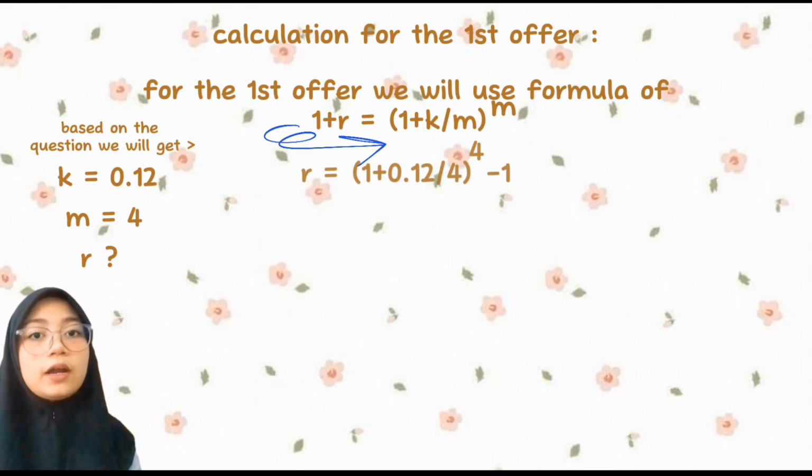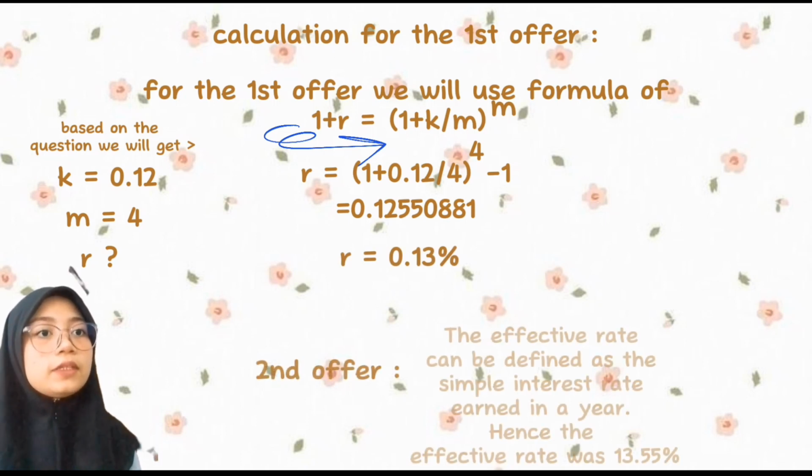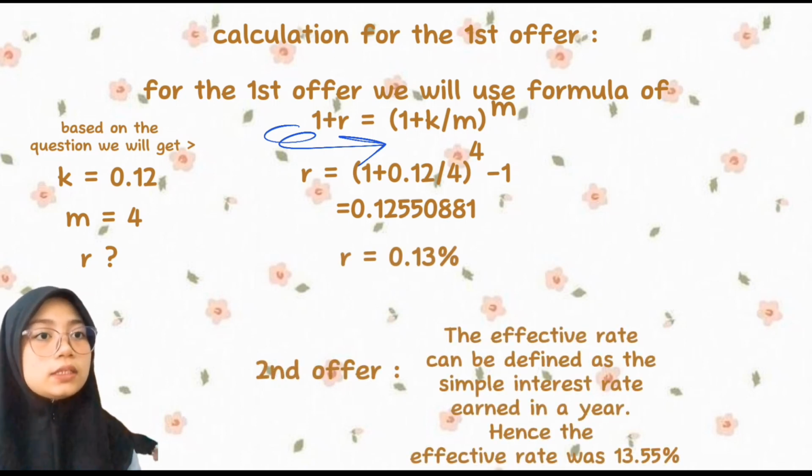So it will be r equals (1 + 0.12/4)^4 - 1, and just use your calculator and we will get 0.1255081, and the final answer will be r equals 0.13%. For the second offer, the effective rate can be defined as the simple interest rate earned in a year. Hence, the effective rate was 13.55%.